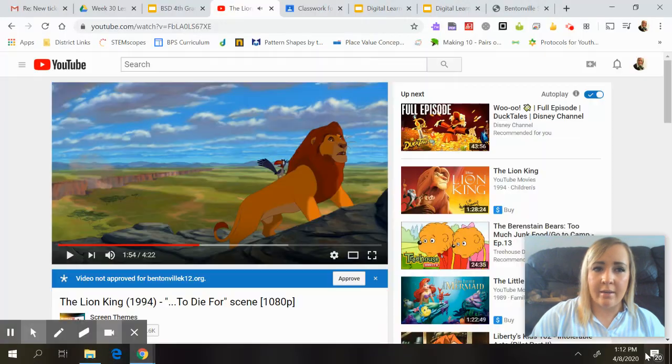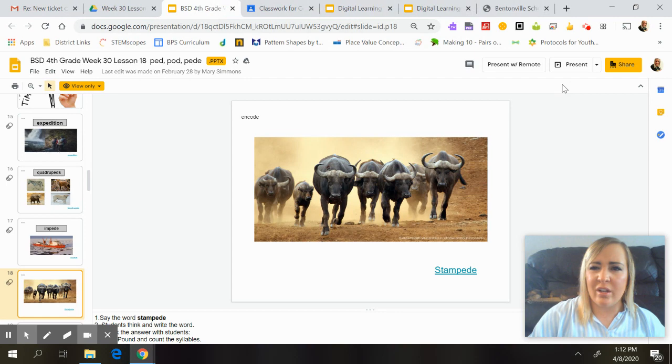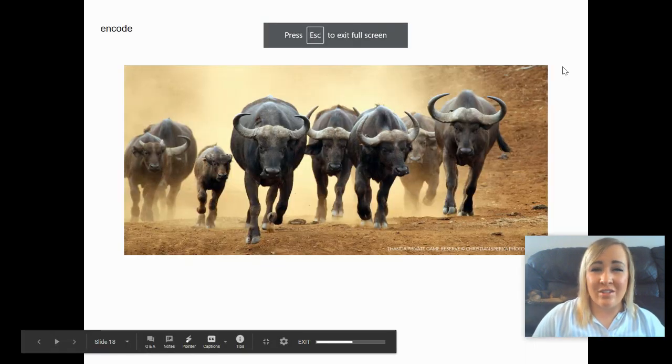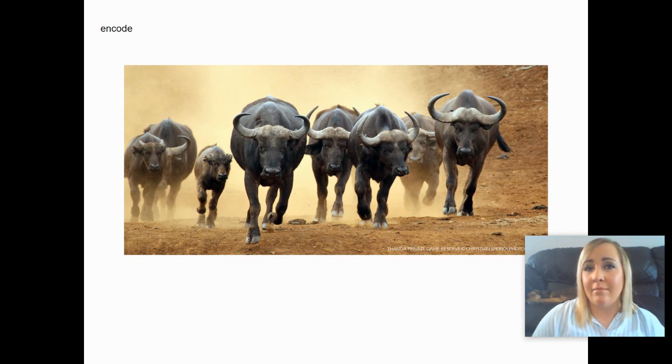So if we were thinking about, I'm going to stop it there. If we were thinking about what is happening with those wildebeest, what are those wildebeest doing? And when you see a big herd of animals like that coming, you usually would scream, stampede, because there's tons of animals, a huge group of animals running at you. So this is just a picture of wildebeest there.